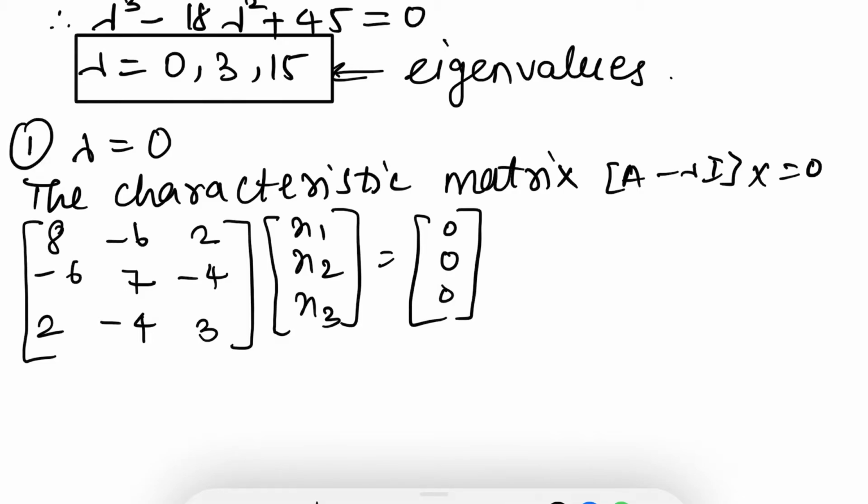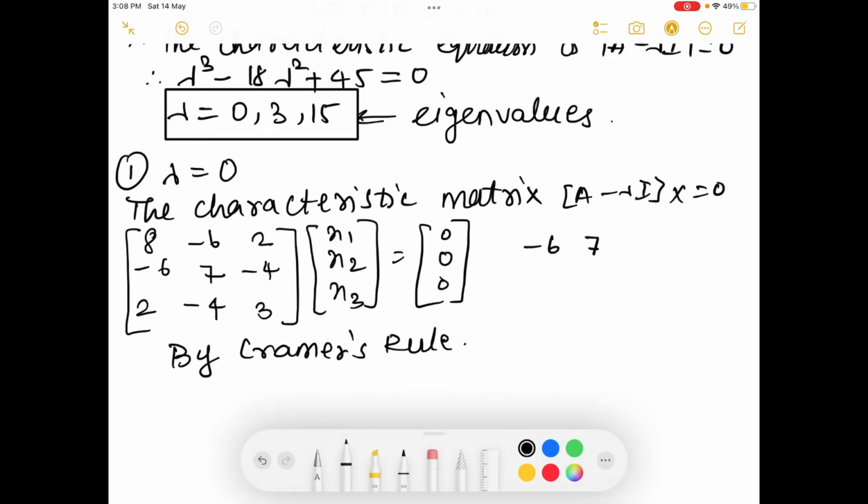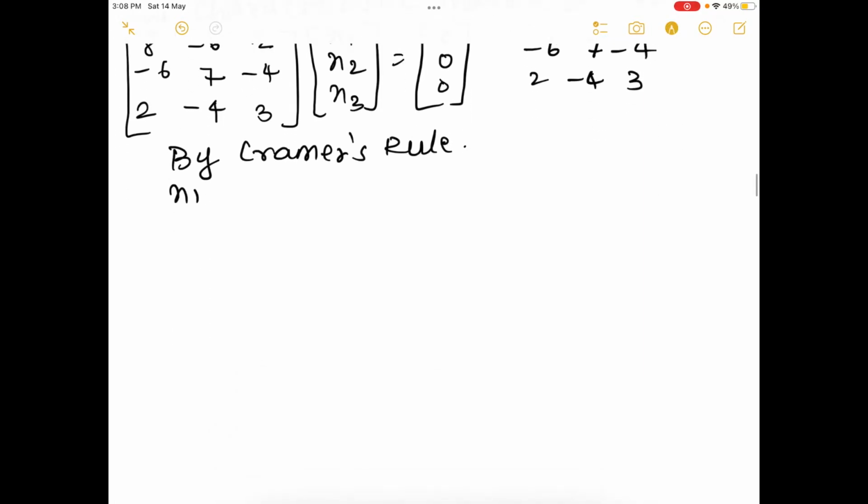Here all of these rows are unique, so we can use Cramer's rule. So by Cramer's rule, I have decided to use the second and the third row. So that would be minus 6, 7, minus 4, 2, minus 4 and 3. So using Cramer's rule, x1 equals minus x2 equals x3. Let's suppose it is equal to some value t.